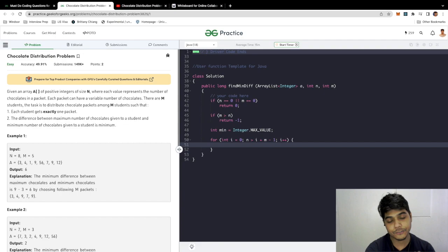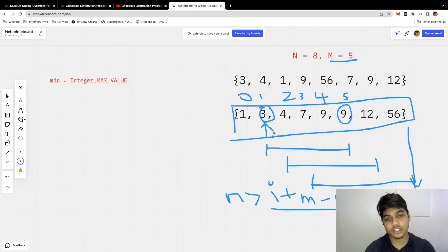So this is our iteration, and we need to find the difference between the least element and the highest element in this subarray, right? So how are we going to do that? We have an array list here, so we are going to do a get, and we are going to get i plus m minus 1 and subtract it with the first element in the subarray, arr.get of i. So this is the difference that we were talking about previously. Initially we took the values from 1 all the way to 9, so we are essentially taking 9 and subtracting 1.